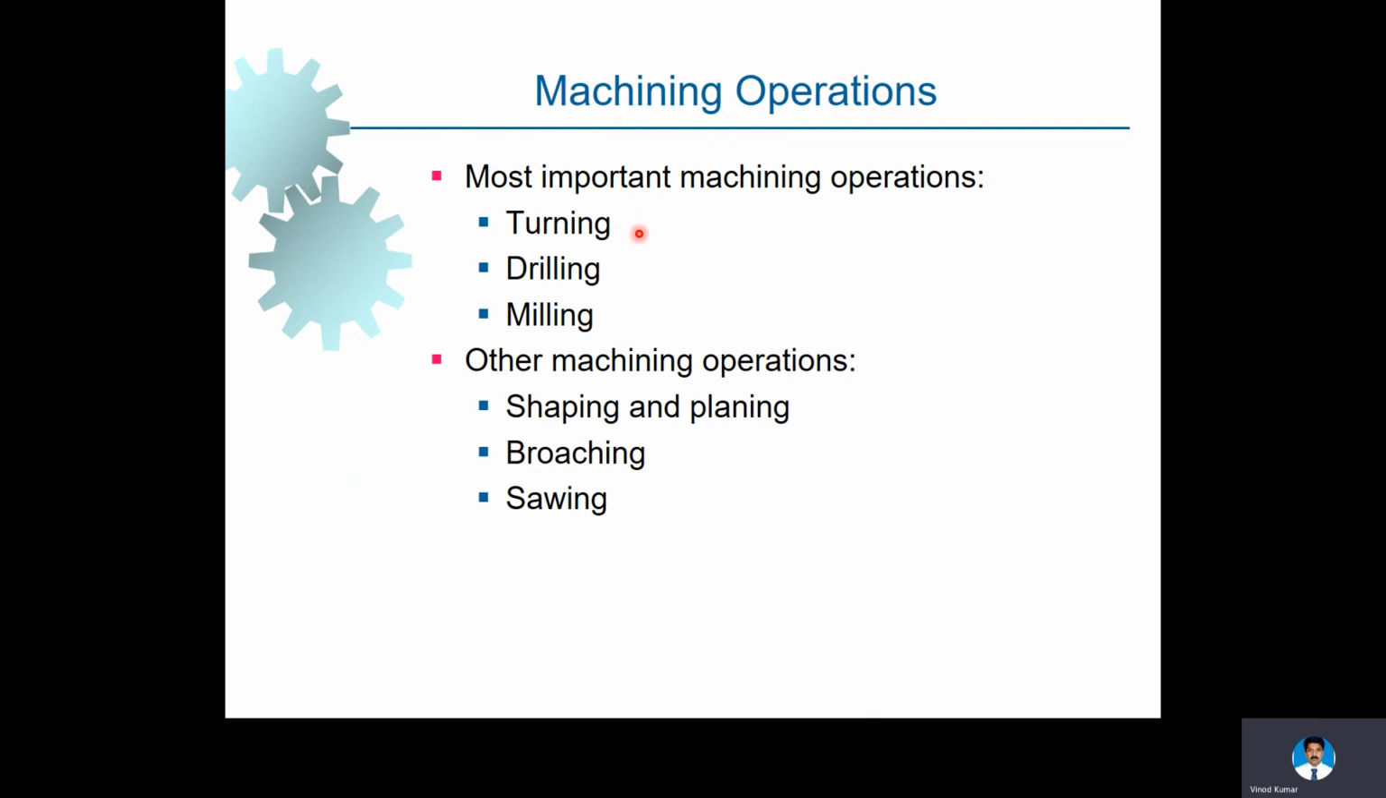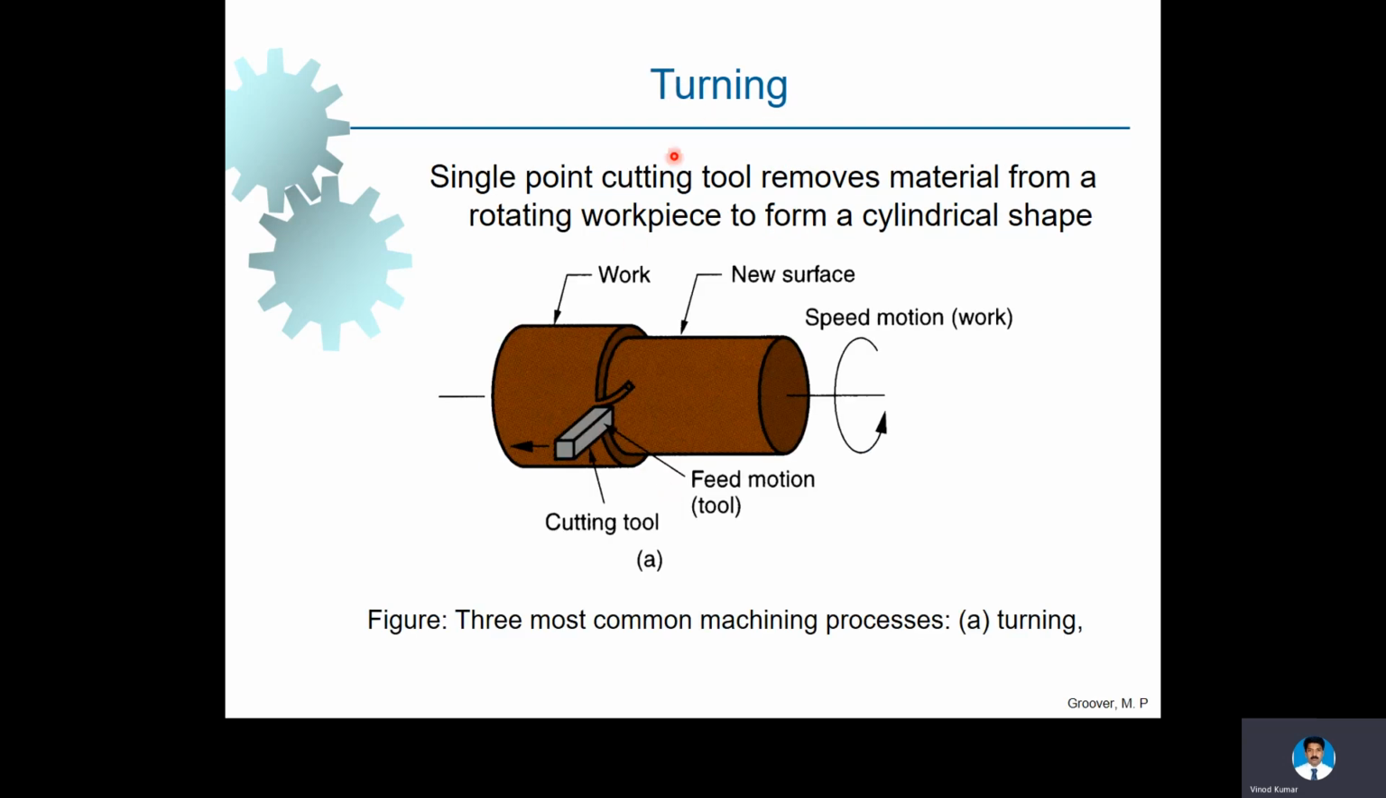Turning is used to produce cylindrical workpieces, tapered workpieces, or screw threads could also be produced. Drilling is to produce holes in a workpiece, milling to produce flat surfaces or plane surfaces. Other types of machining operations are shaping, planing, broaching, sawing, etc.